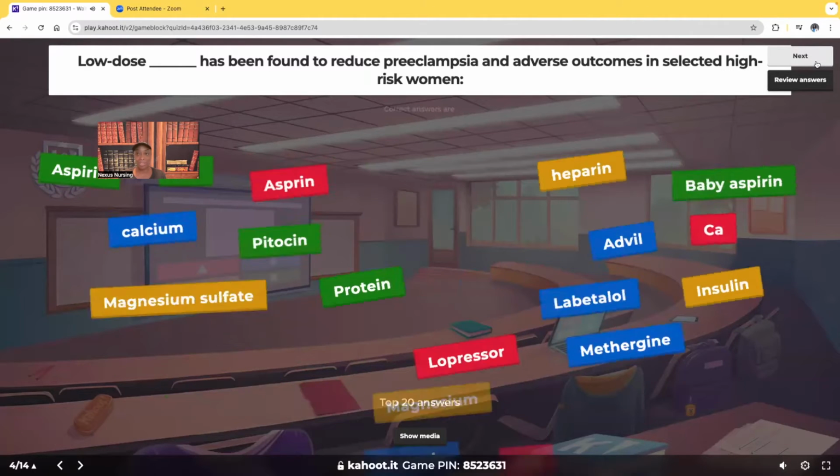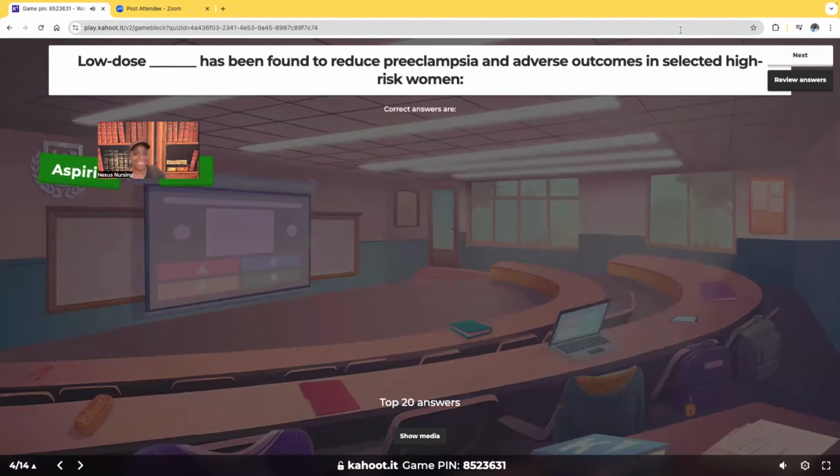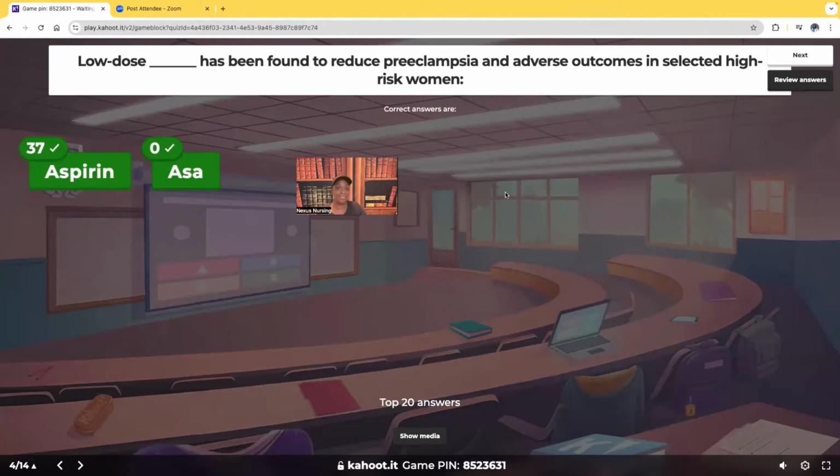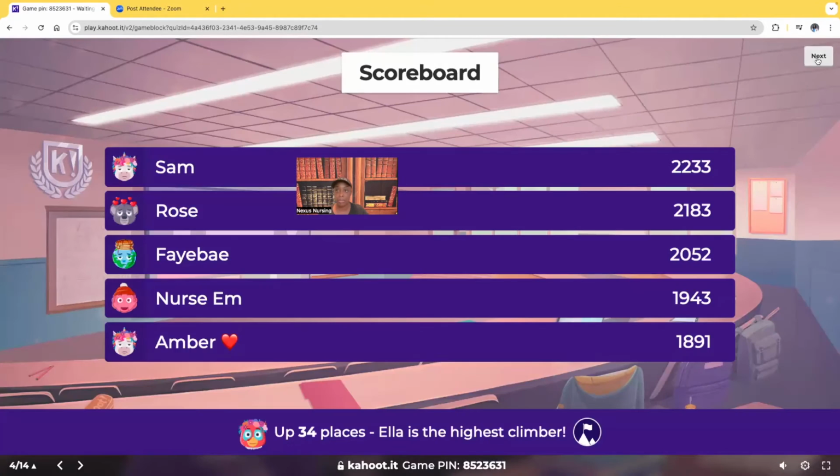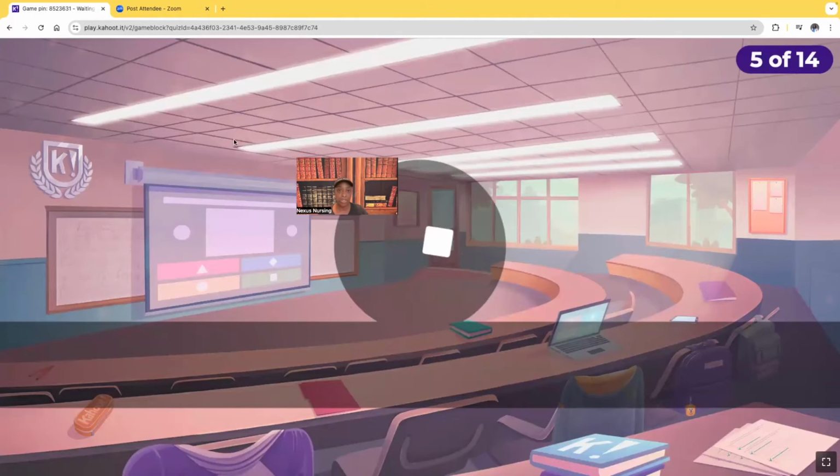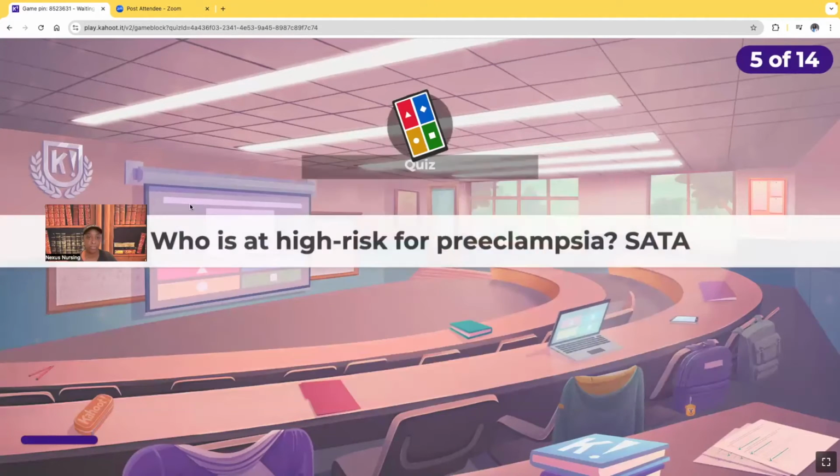Magnesium, heparin, insulin, calcium. Let me move this. Aspirin. Only 37 people had the correct answer. Low dose aspirin has been found to reduce preeclampsia and adverse outcomes in selected high-risk women. So, speaking of that, let's see who is high risk. I think that's my next question.